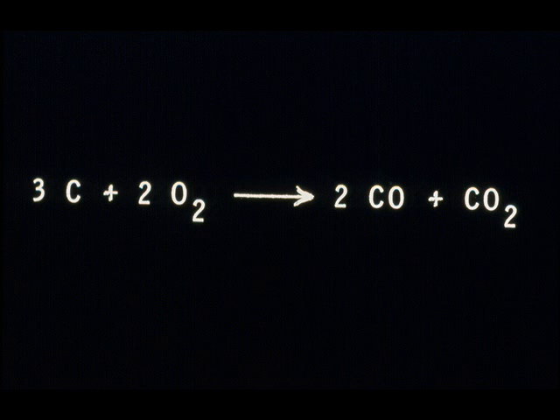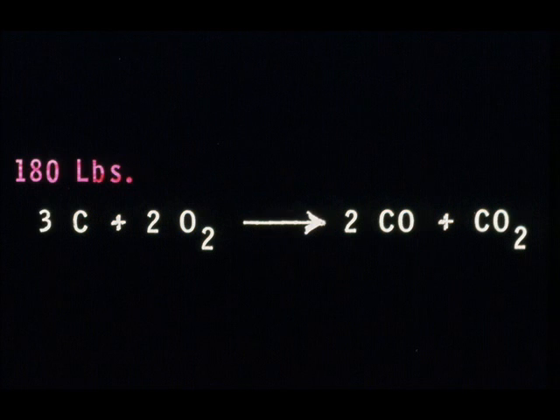Now write the known weight above the corresponding formulas. In this case, we will assume that we are going to burn 180 pounds of carbon. So we place 180 pounds above the carbon. Then place identifying symbols, such as X, Y, or Z, above the substances whose weights are to be determined by calculation. Be sure that the unknown weights are in the same weight units as the known weight. In this example, the weight units are pounds.